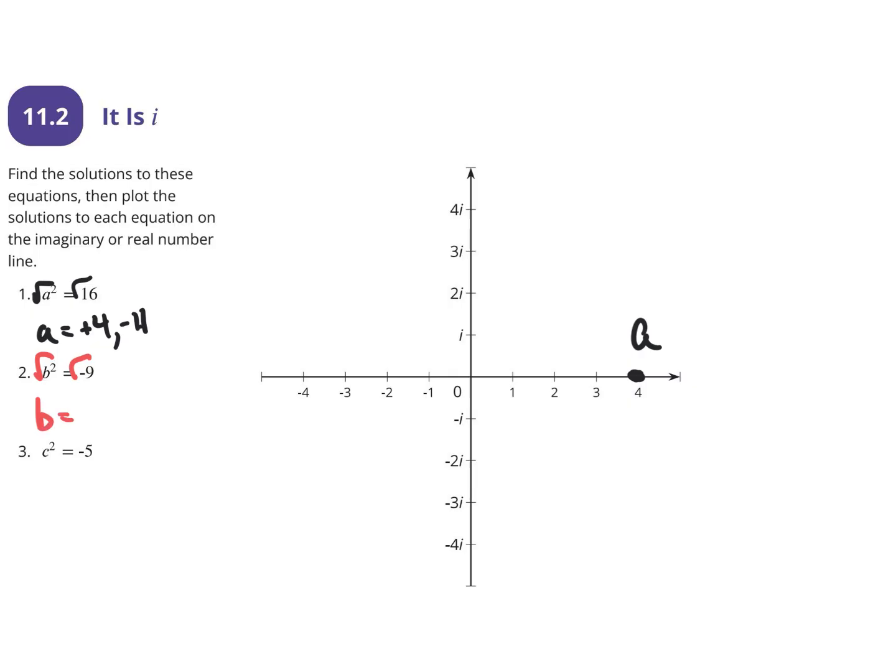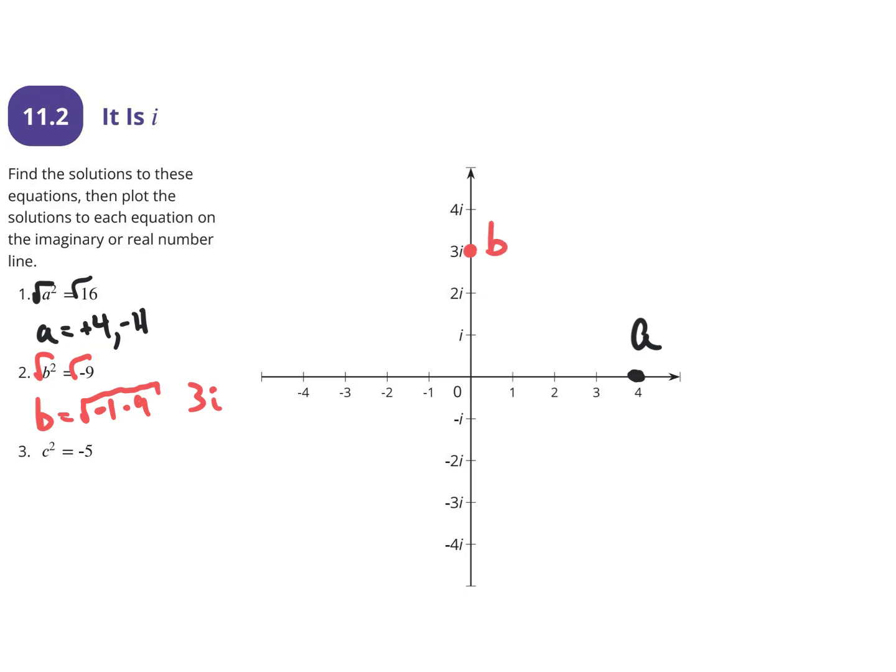b is, what do you have to do? Now, before we talked about complex numbers, you could not do this. This would be not real. But what we're going to do now is separate the radical into -1 times 9. And we know the square root of 9 is 3. But the square root of -1 is called I. So we get 3i. And that means b goes here. That's b.